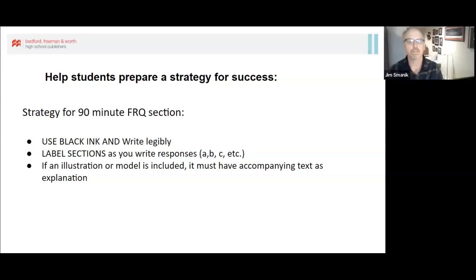Agreed. Some general advice before we continue with the strategy: it doesn't matter what they write in, it's going to be graded. In all my years, I've never seen one not graded because of what it was written with. But black ink is better, because of the wear and tear of shipping and scanning, and it increases the chance that they'll be able to read what the student wants them to read. We do encourage labeling them.